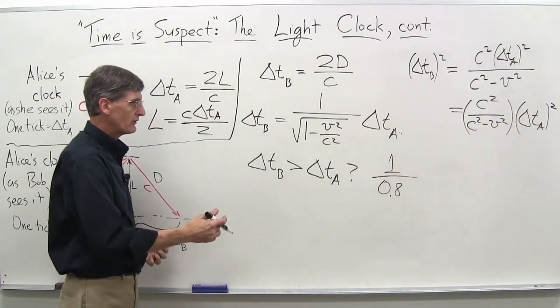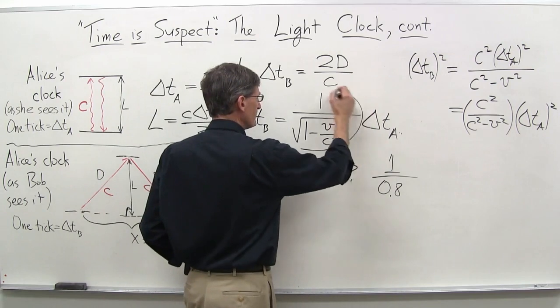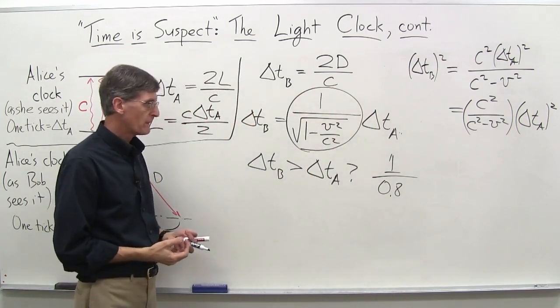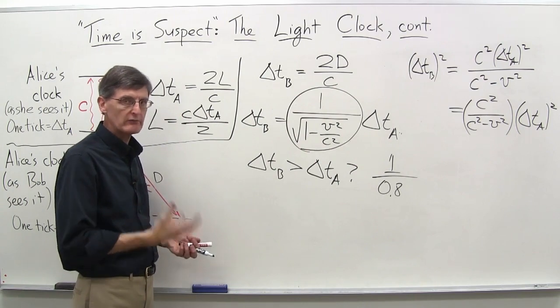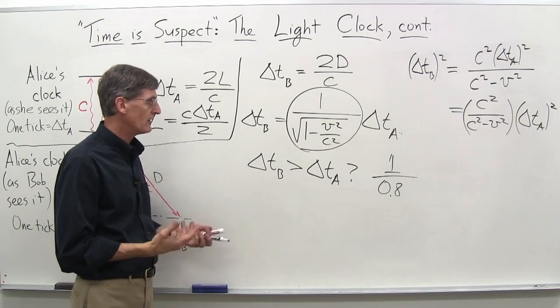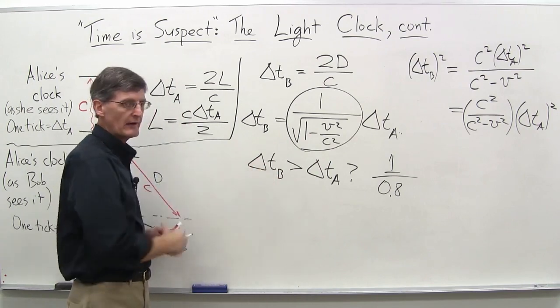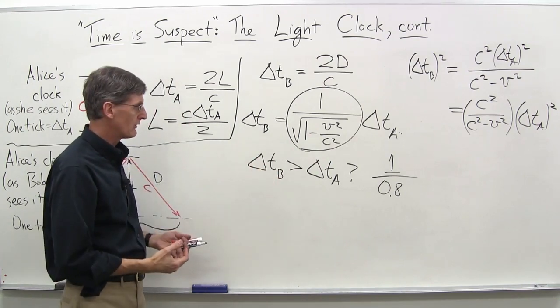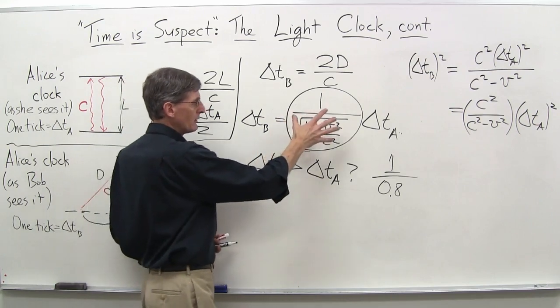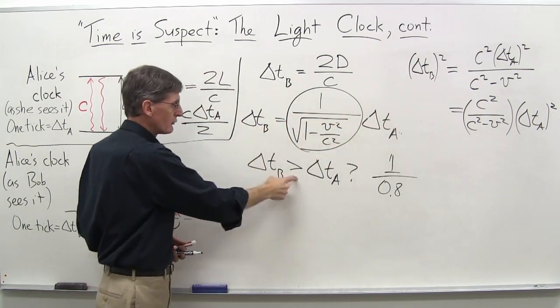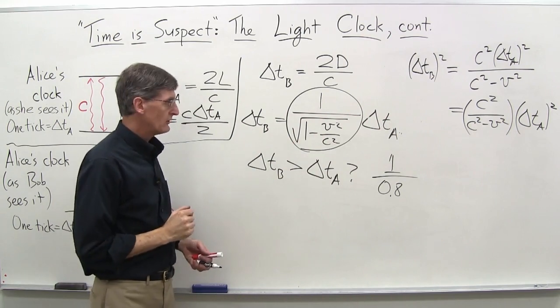So our little analysis here essentially says this quantity right here is always going to be greater than 1. Could be equal to 1, actually. It's going to be greater than or equal to 1. It's equal to 1 if V equals 0. But if V has any magnitude at all, it's going to be greater than 1, and therefore I'm going to have a number greater than 1 times delta TA. That means delta TB is going to be greater than delta TA.